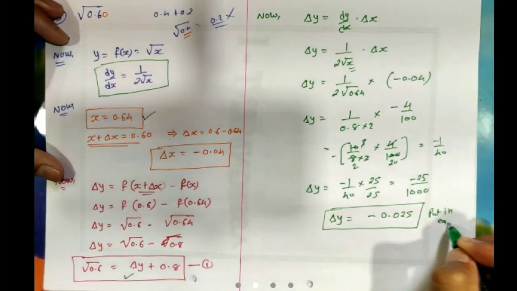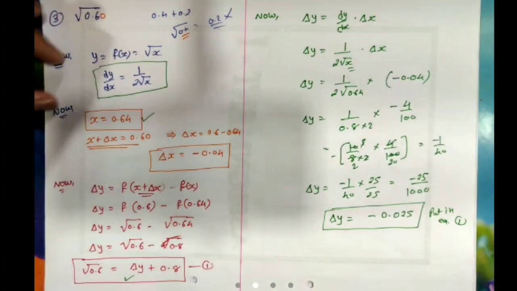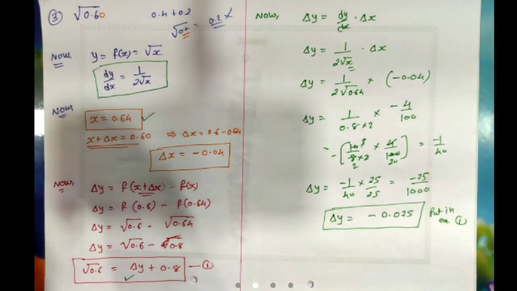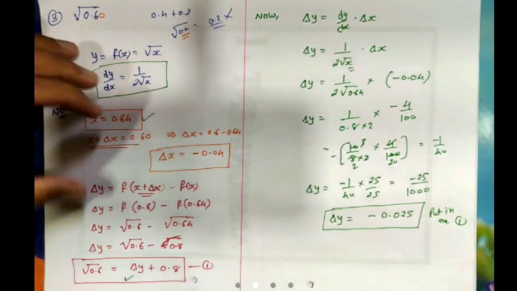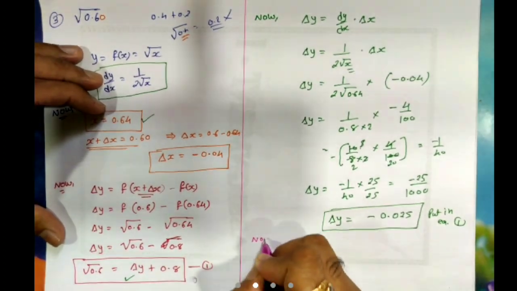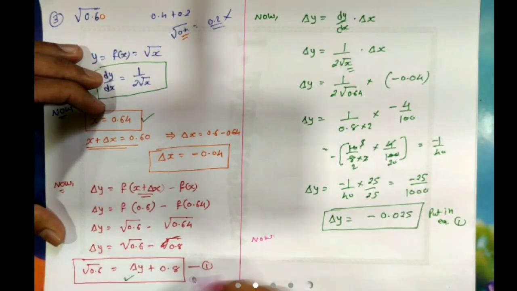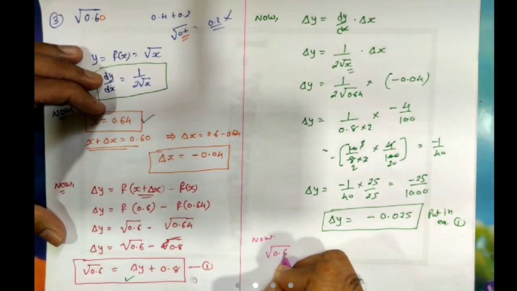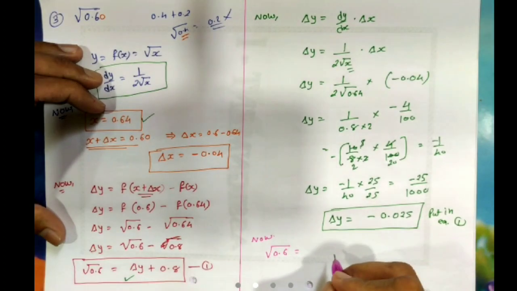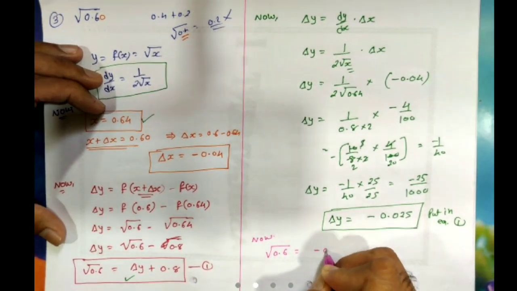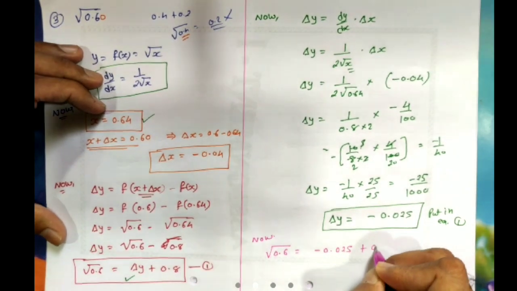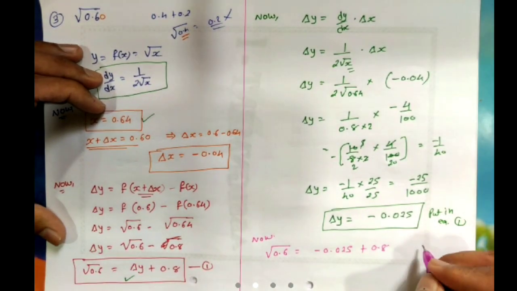Put in equation number 1. This is our equation number 1. So we are getting our answer. So what is your answer? It will be square root of 0.6 equal to delta y plus 0.8. Delta y is minus 0.025, so minus 0.025 plus 0.8. Now do the subtraction, how to do it?